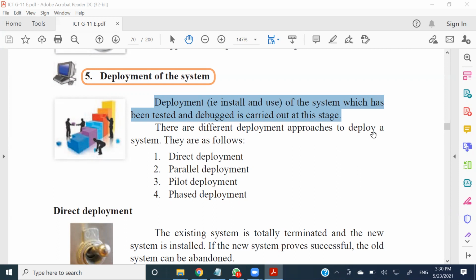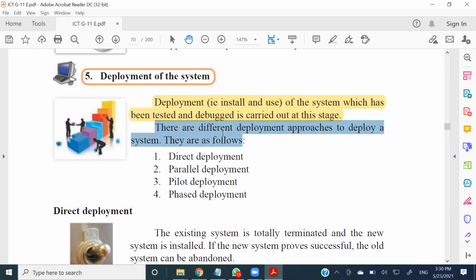Right. So after the first line, you can say there are different deployment approaches, and put a comma, then you can go for the direct deployment.